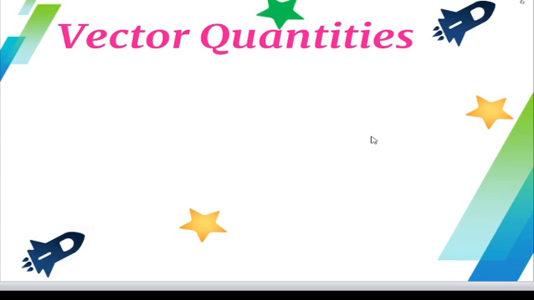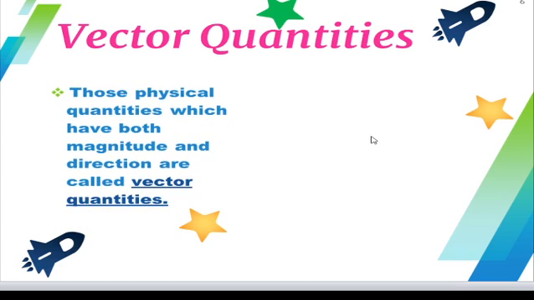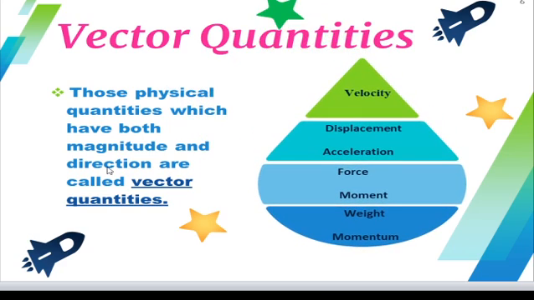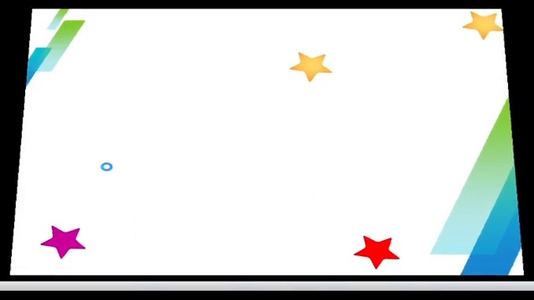Further, vector quantities: those physical quantities which have both magnitude and direction. Recall the scalar quantity: scalar quantities only have magnitude but no direction, but vector quantities have both magnitude as well as direction. So these are called vector quantities. Examples: velocity, displacement, acceleration, moment, weight, etc.